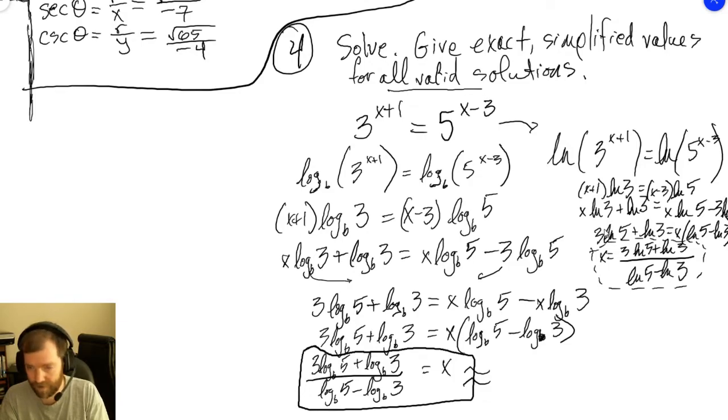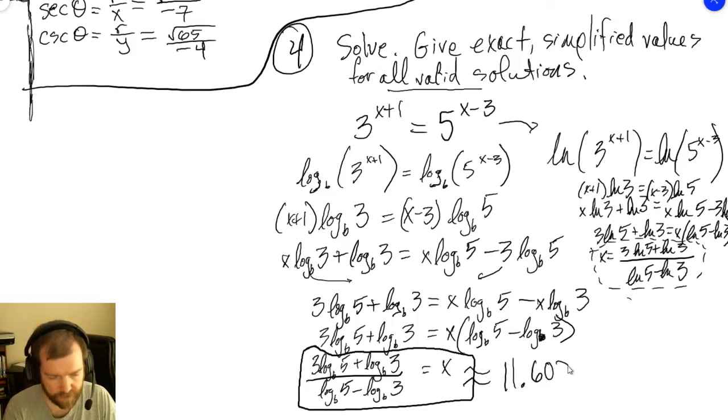Divided by natural log 5 minus natural log 3. Yeah. So x is about 11.6026.